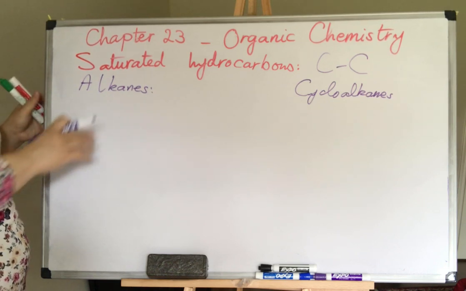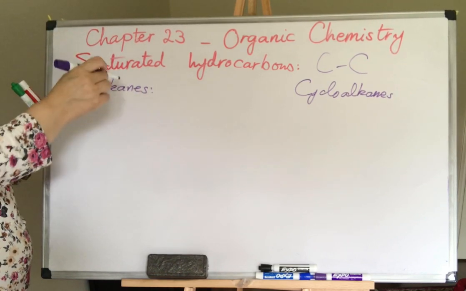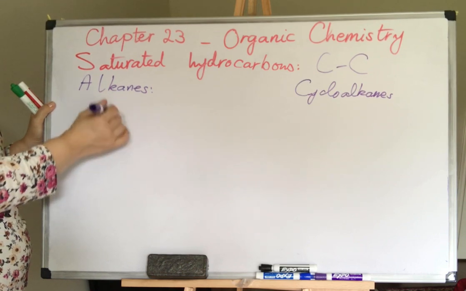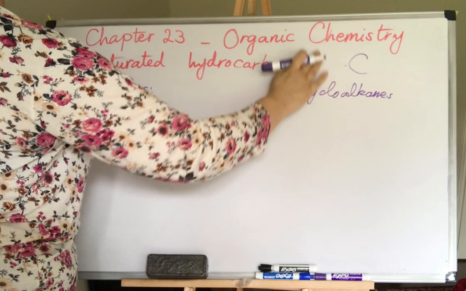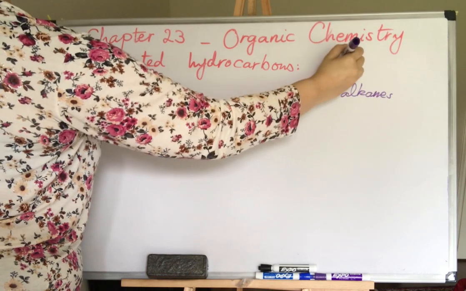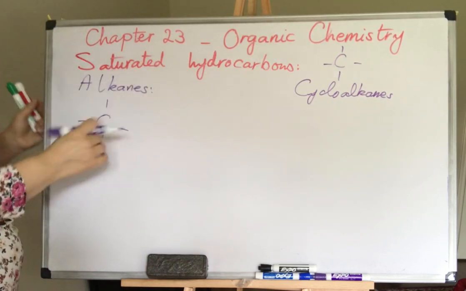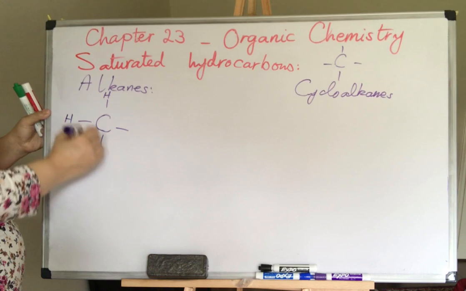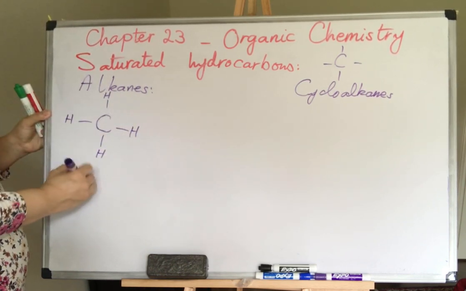So alkanes are the first type of saturated hydrocarbons. I don't want to inject into your mind that it's just carbon. No, it can be the single bond of carbon with anything. So the simplest type of alkane is called methane.